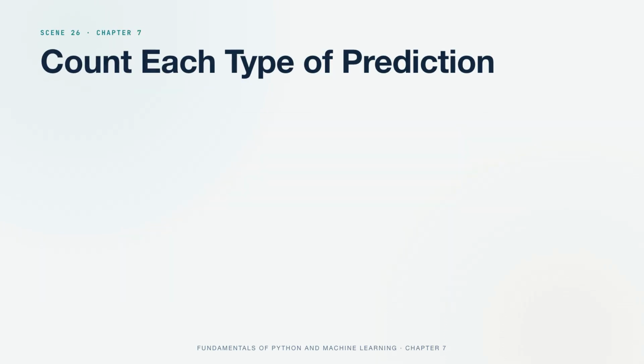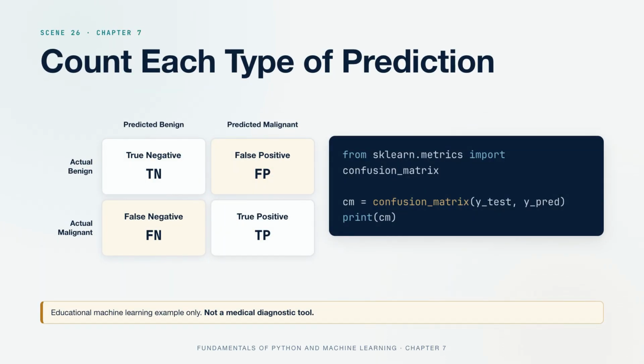A confusion matrix compares actual classes with predicted classes. Because we recoded benign as 0 and malignant as 1, the standard matrix arrangement is easy to interpret. A true negative is an actual benign case correctly predicted as benign. A false positive is an actual benign case incorrectly predicted as malignant. A false negative is an actual malignant case incorrectly predicted as benign. A true positive is an actual malignant case correctly predicted as malignant. The confusion matrix shows the kinds of mistakes the model makes, not only the total number of correct predictions.